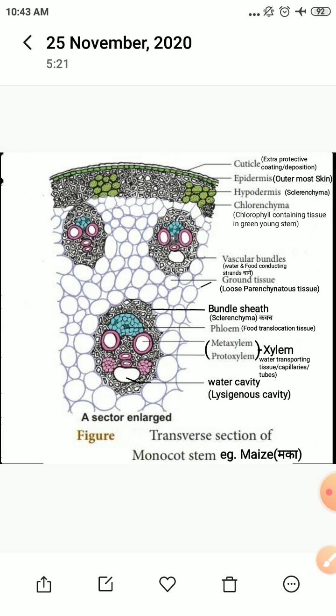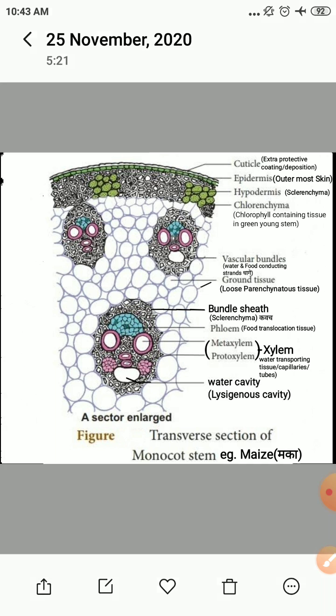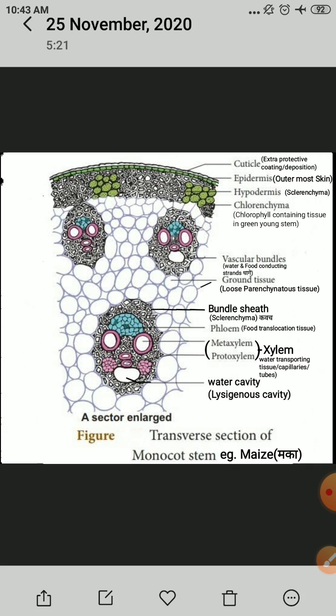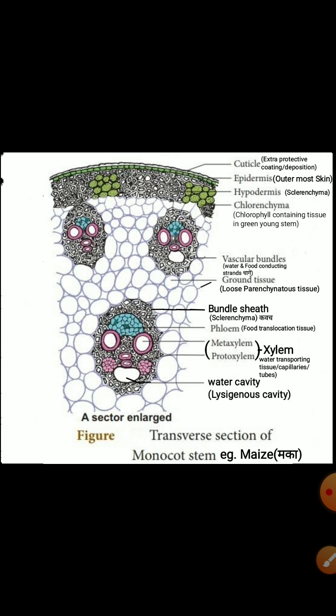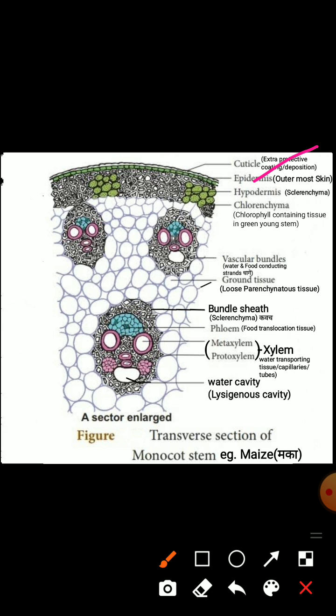So let us describe the internal structure of the stem. What different layers it shows. The outermost layer is epidermis. Epi means outer, and dermis means a layer or a skin. Outermost skin, just like our body has the skin, which is protective in function. Here, in the monocot stem also there is the epidermis, the skin of the stem performing the protective function.